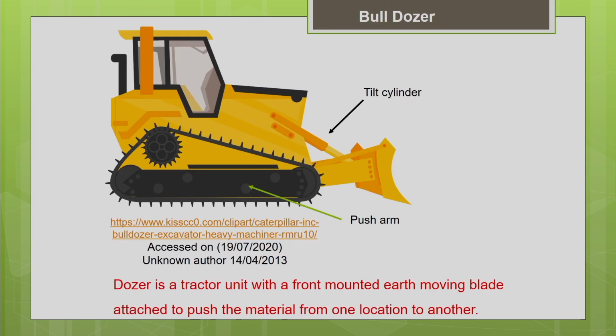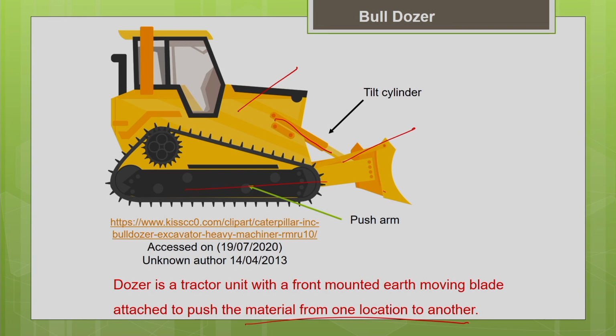Most of you might have seen the bulldozer. It is basically a tractor unit connected to an earth moving blade. With the help of this blade, you can push the material from one location to another. There are different types of connection between the blade and the tractor. Here you can see a connection with a tilt cylinder and a pusher arm arrangement. With this you can adjust the blade movement.